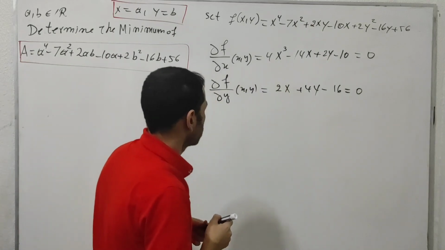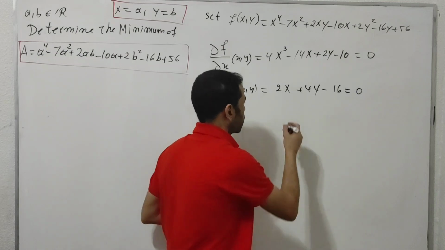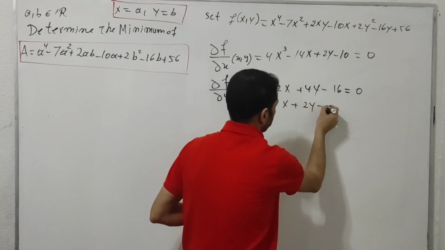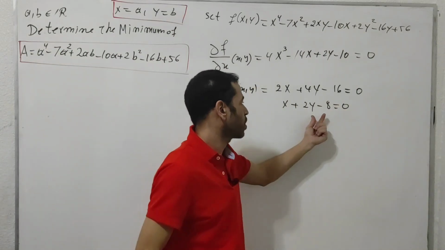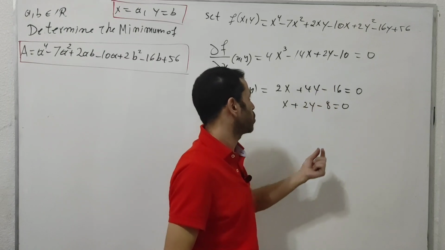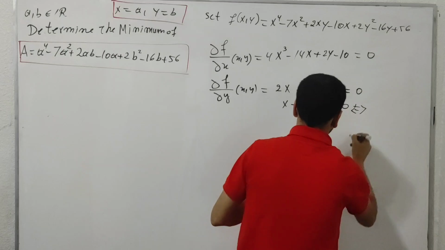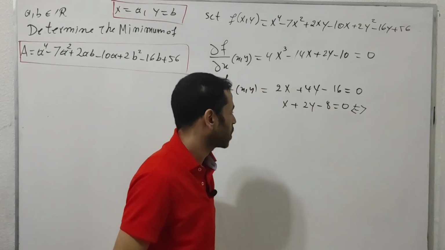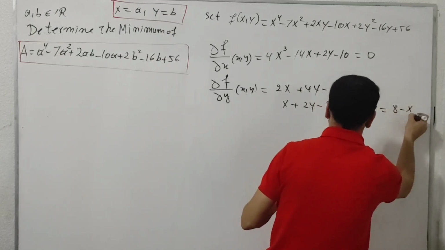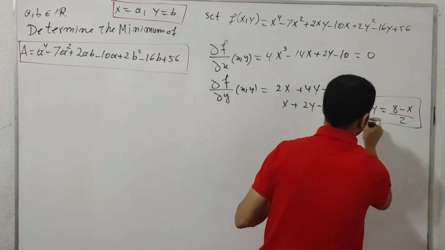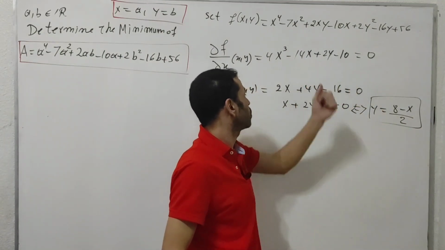Now I'm going to find y by cancelling out the number 2 from this expression. I will get x plus 2y minus 8 equals 0. To find y, I'm going to find its value and insert it into the other expression to find x. Moving these terms to the right-hand side of the equation, I get y equals (8 minus x) divided by 2. Here is the value of y. Now I'm taking this and putting it into the other equation.